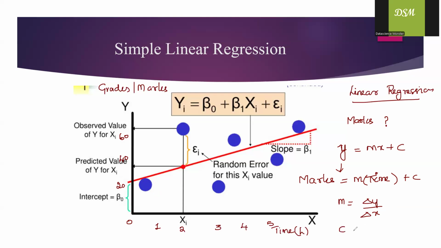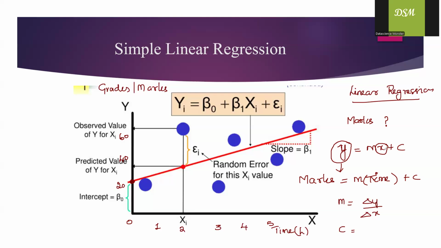So what is meant by c? You can see where the line cuts the y-axis. In this particular example, it is 20. Sometimes, even without studying, we would be getting some marks. That is basically called the intercept. I hope it is clear. So what is meant by linear regression? It is building a mathematical relationship between a dependent variable and an independent variable.